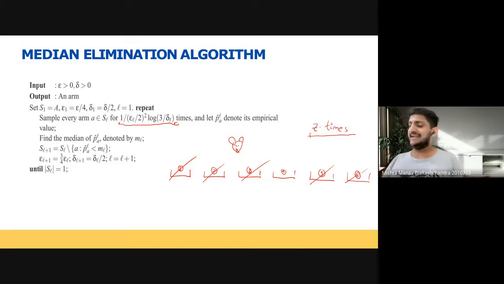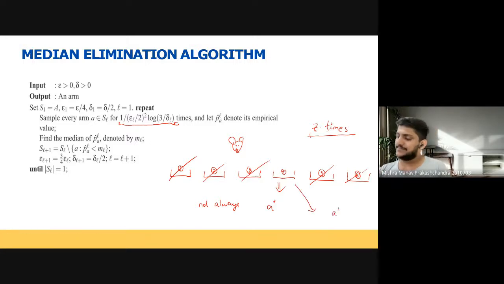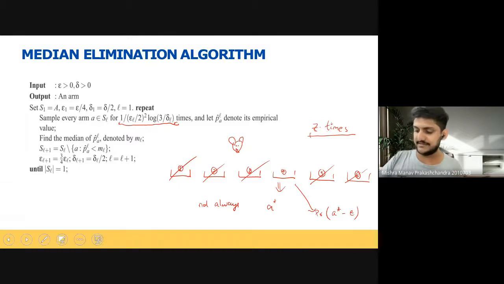So at the end, the brand that I'm left with is not always the optimal arm, A star. But what I can say with guarantee is that the brand I end up with is within epsilon of A star, and I can say this with a probability of 1 minus delta. So the probability that the arm I end up with is epsilon-optimal, I should write it like this.